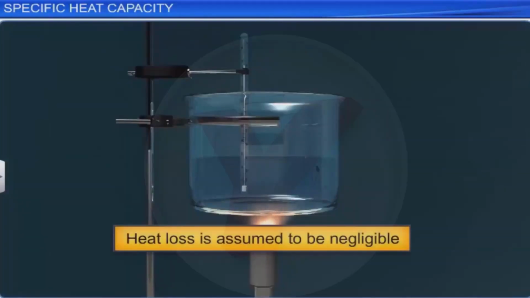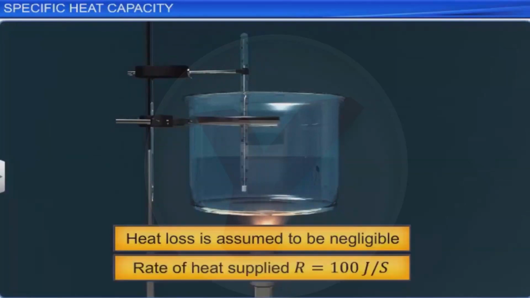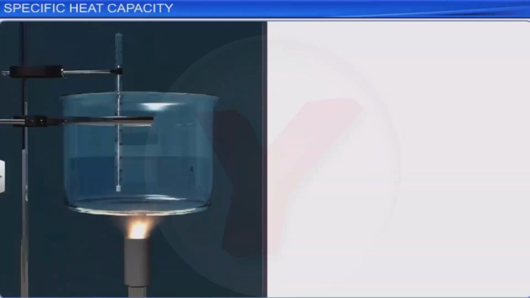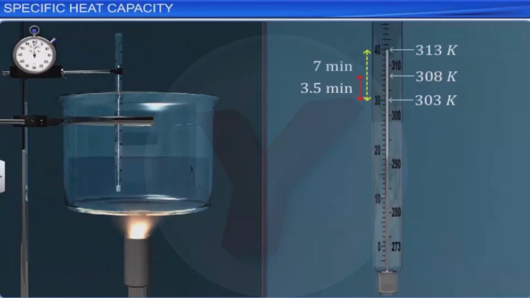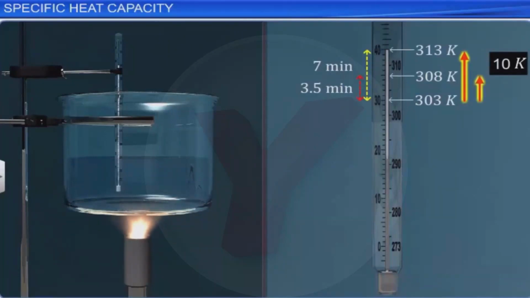Consider a given quantity of water being heated using a source that supplies heat at the rate of 100 joules per second. If the initial temperature of water is 303 Kelvin and the temperature is increased to 308 Kelvin at the end of 3.5 minutes and to 313 Kelvin at the end of 7 minutes, the amount of heat absorbed for a rise in temperature of 10 Kelvin is double the amount of heat absorbed for a rise in temperature of 5 Kelvin.